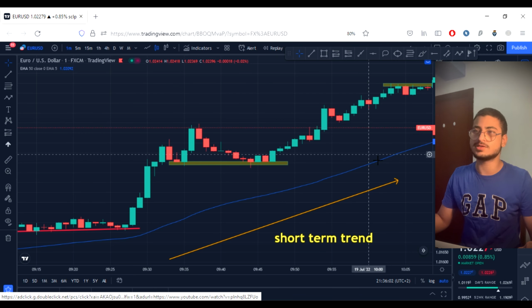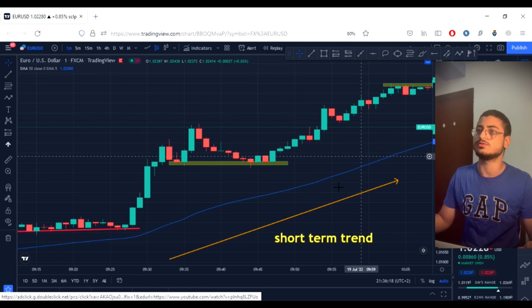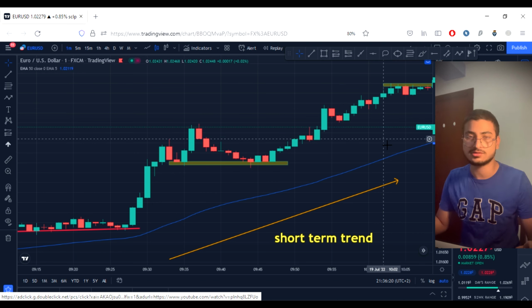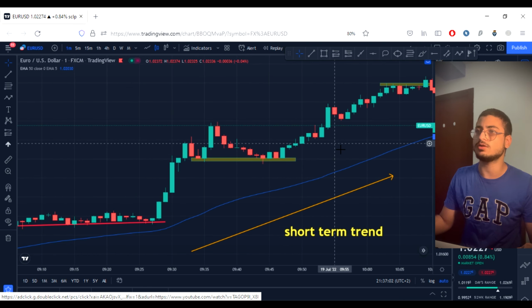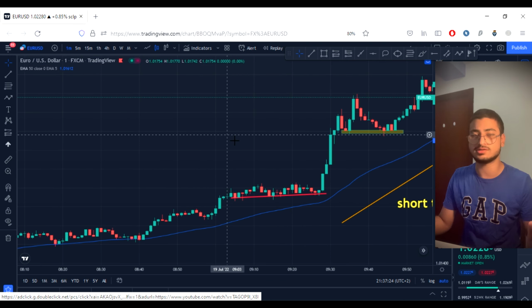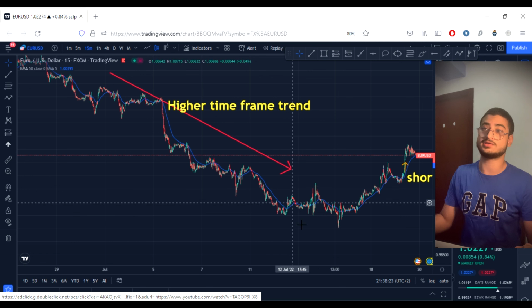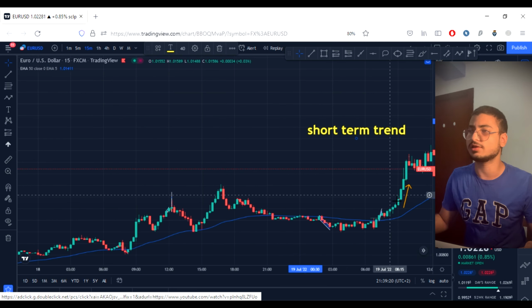So one of the biggest mistakes I see beginners make is just looking at this chart and saying, oh, it's trending upside. Yes, it's trending upside, but in the short-term trend. If we zoom out, we will see that this is a short-term trend, but the main trend is trending downside, like this here.